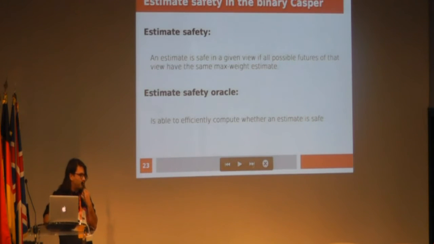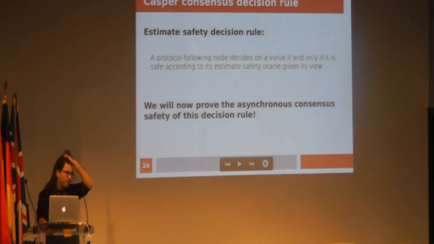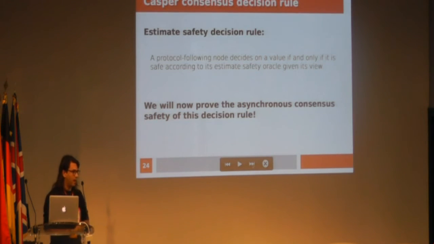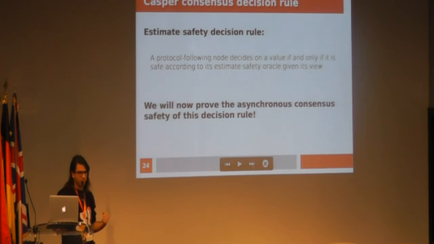So then I'm going to define a decision rule for a consensus protocol that basically says I'm going to decide on a value if and only if that value is safe in my view of the protocol, according to this estimate safety definition. So again, the decision rule, which is the rule by which nodes make decisions in a consensus protocol, will be: make a decision if and only if the value that we're deciding has estimate safety in the view that I've observed. And now what I'm going to do is give this safety proof that I talked about.